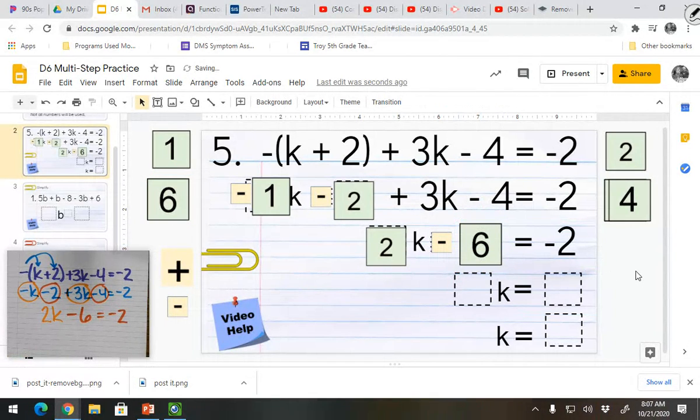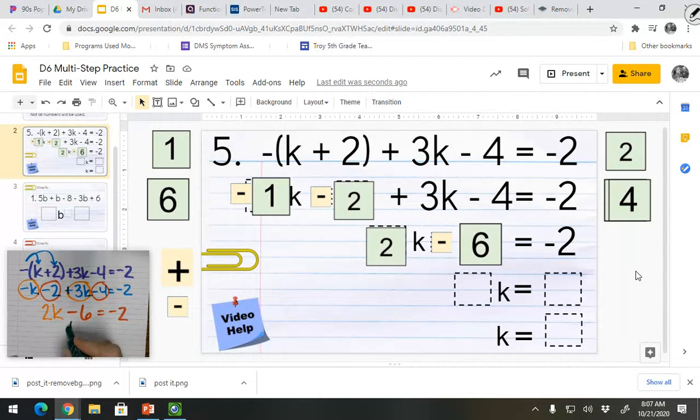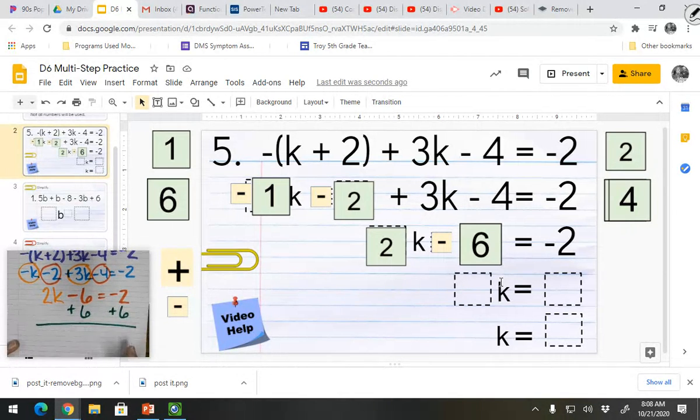All right. So then the next step of this, I need to get rid of what's not touching. So I'm going to add 6 to both sides. Notice in my Google slide, I don't have room for work. They just want the final answer. So I'm going to say 2k equals 4.